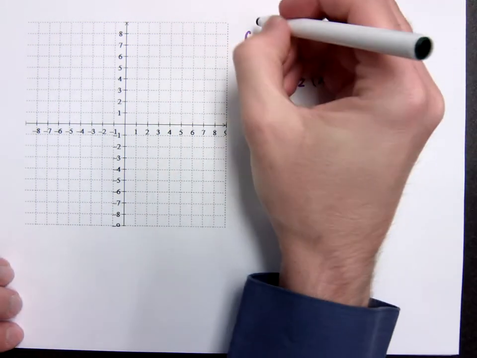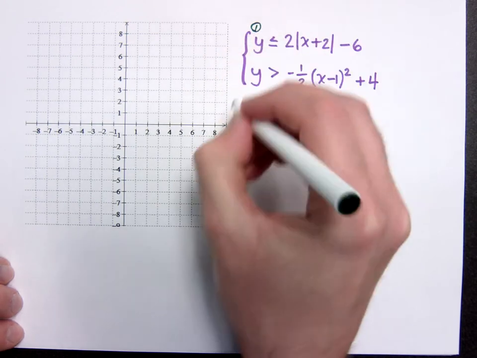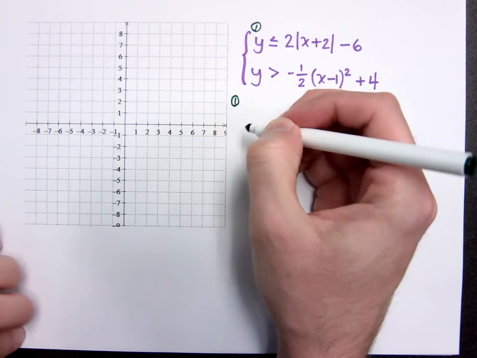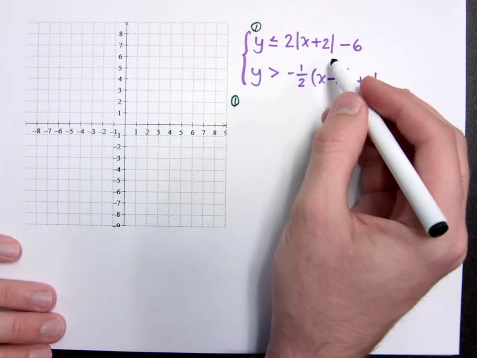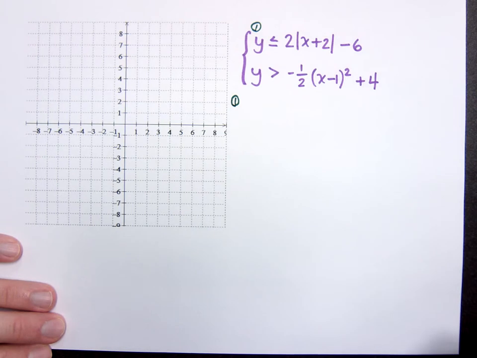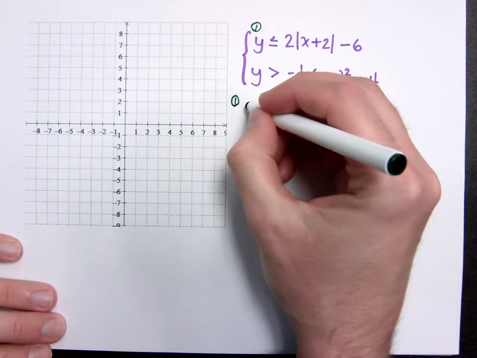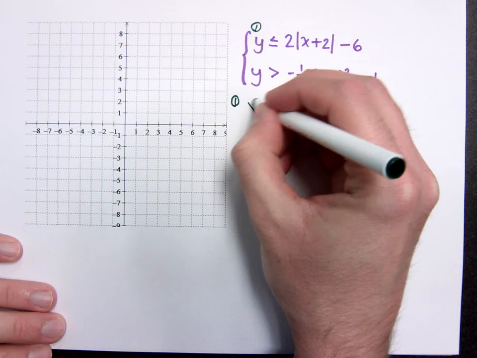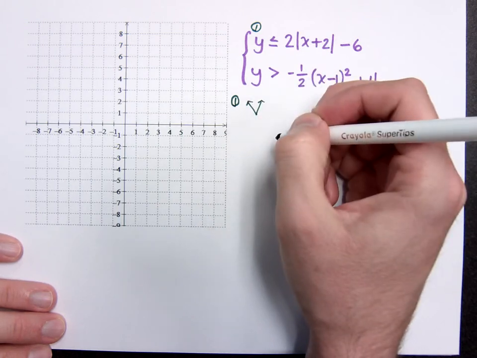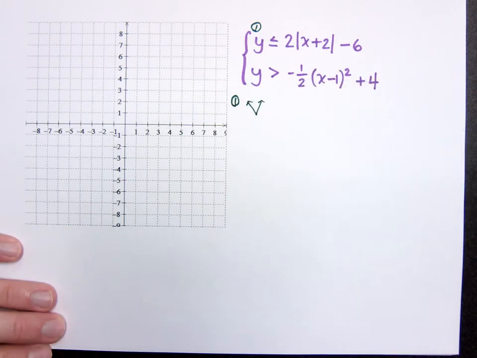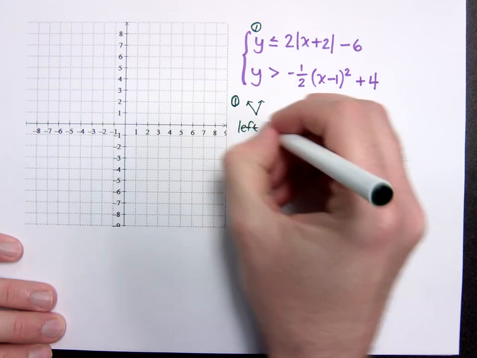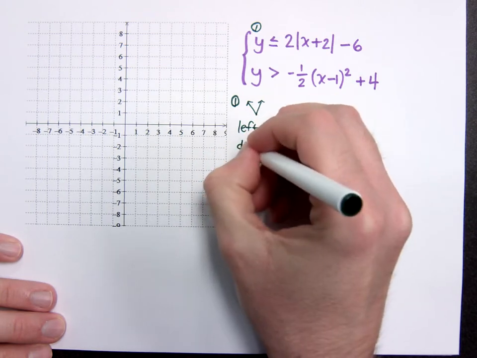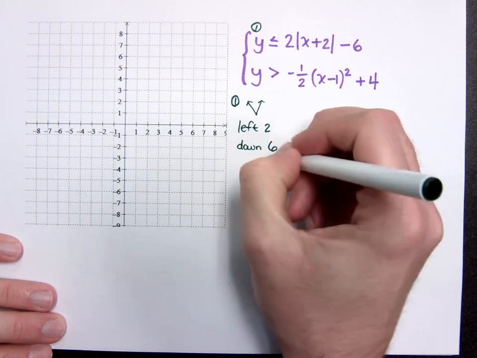So here's what I want you to do. We're just going to label each of these. Let's call this one the first one, and we're going to list everything we know about the first inequality. What can you tell me about number one? It's absolute value. It is an absolute value, so we know it has this kind of shape, right? What else do you know? It's going to go to the left 2 and down 6.